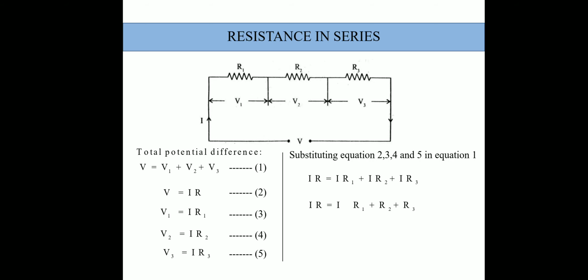Okay, and then I is common, and if we cancel I, then the value for equivalent resistance will be equal to R1 plus R2 plus R3. So if there are many resistances connected in series, equivalent resistance can be quickly obtained by adding all the values. So if instead of 3 there are 5 resistors in series, then we should add all the 5 values.